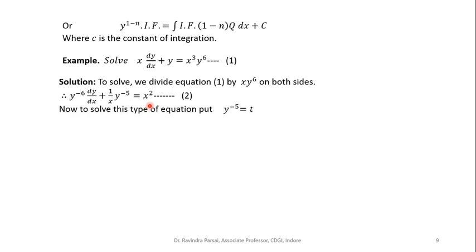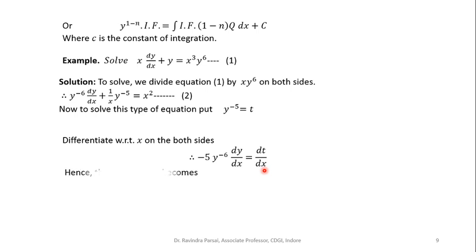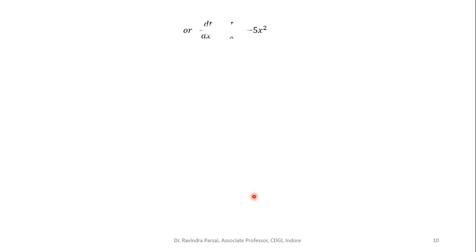Now what is our strategy for solving this equation? By putting this factor, y raised to minus 5, equal to t, and then differentiating both sides with respect to x, this gives you minus 5 y raised to minus 6 of dy by dx equal to dt by dx. Hence, by putting this value, equation number 2 becomes minus 1 by 5 of dt by dx plus t upon x equal to x square. Or you write in the linear form as dt by dx minus 5t by x equal to minus 5x square. It is linear in t.